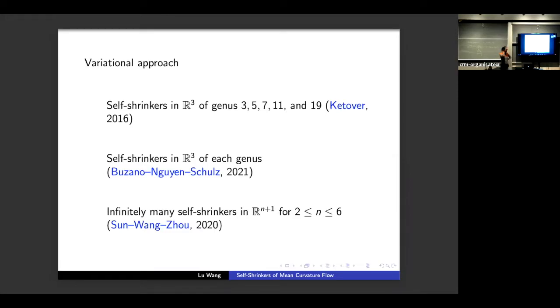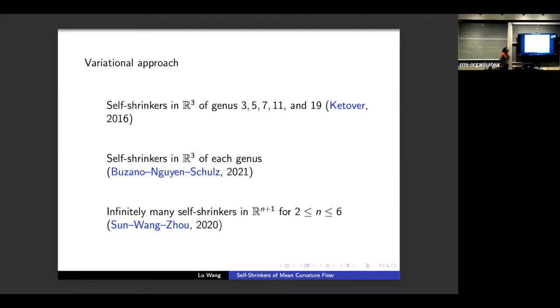Here I mention some recent progress in this direction. Dan Ketover was able to construct self-shrinkers in R3 of this genus. In contrast to the gluing technique, in which you have to allow the genus to be very large, the advantage of the variational approach is that you can produce shrinkers of low genus. I think Ketover's approach developed the min-max theory in the equivariant setting. And very recently, Buzano, Nguyen, and Schulz showed that for each genus, you can find at least one self-shrinker in R3.